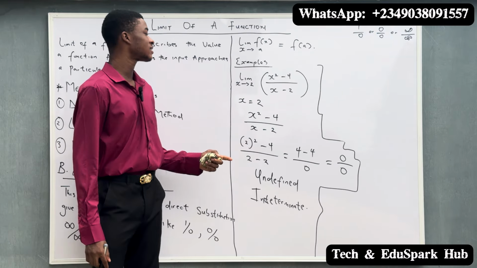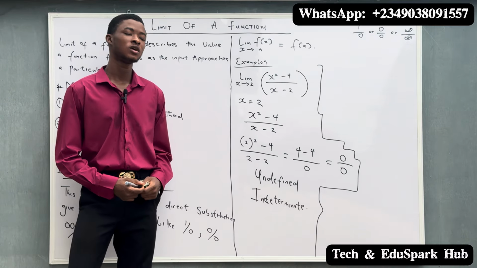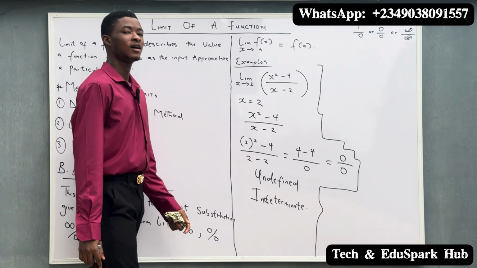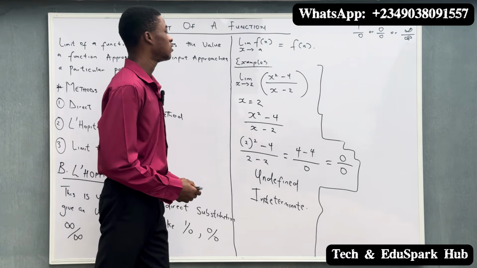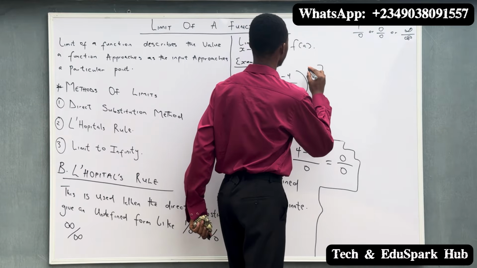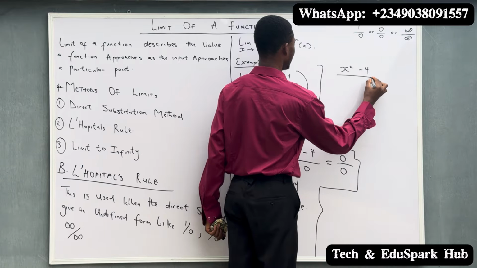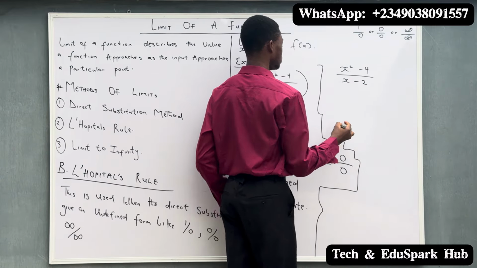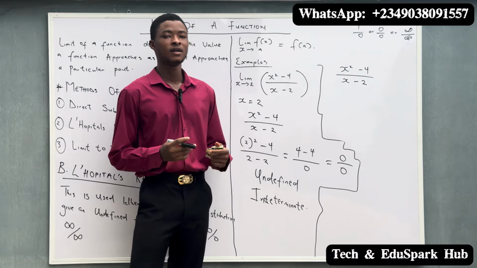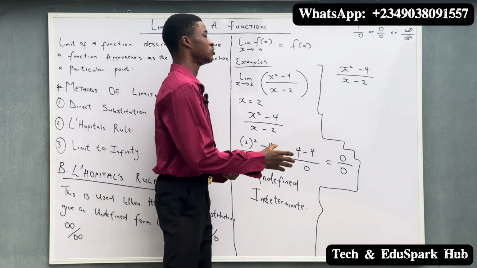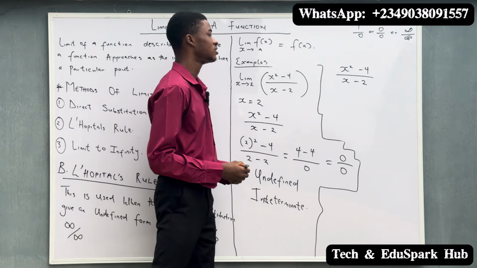Let's take this as our first example, which we solved initially using the direct substitution method and got an undefined answer. Let's try it using L'Hopital's rule and see the difference between the two. The first thing to do, as usual, is to write the equation in the bracket, which is x squared minus 4 divided by x minus 2. In order to use L'Hopital's rule, the first thing to do is to differentiate everything in this equation. So how do we differentiate everything in this equation?